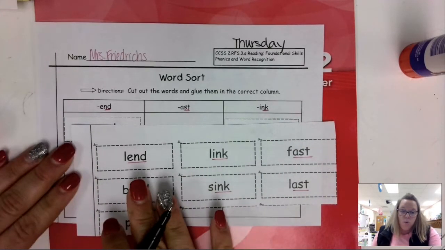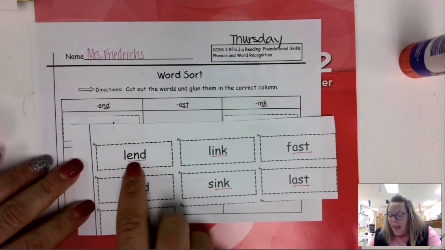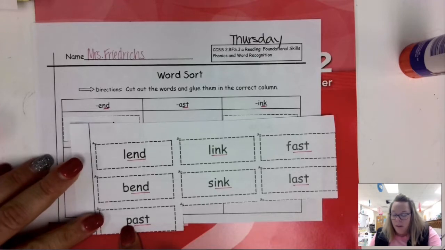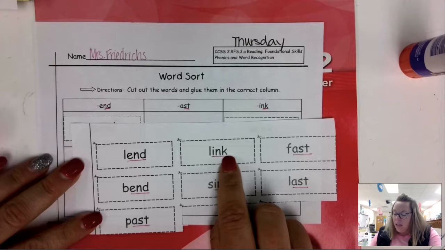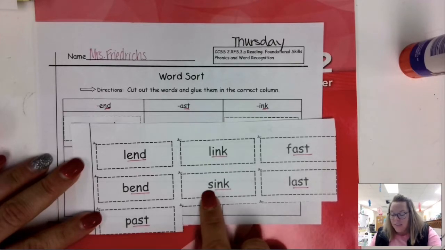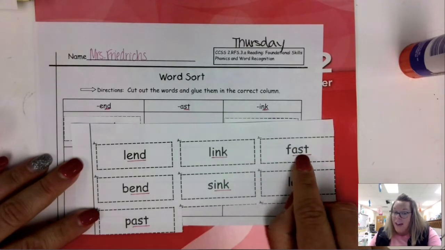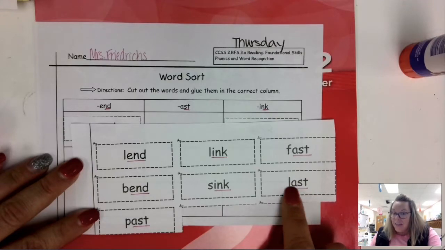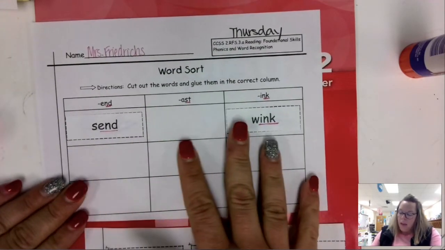I will read these to you one time, and then you will need to make sure that you read these to an adult tonight. End, lend, end, bend, ast, past, ink, link, ink, sink, ast, fast, ast, last. Okay, so make sure that those get cut out right on those dotted lines and glued down.